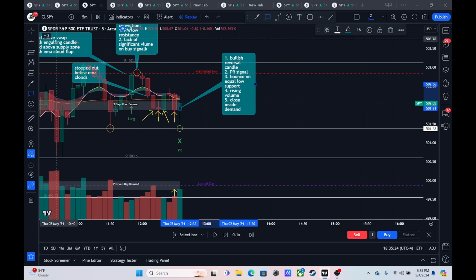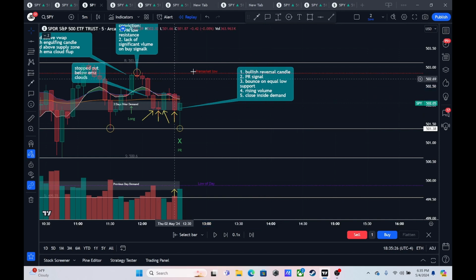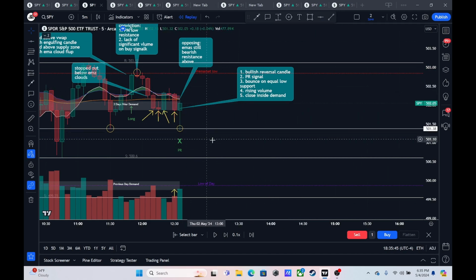So if we take a look at opposing conviction, well, the opposing conviction is that EMA's still bearish, and then we have some resistance above. Okay, now for the PR signals, what you actually want to do is you're just looking to scalp into the clouds, but you'll see this is a pretty big reversal off this one.